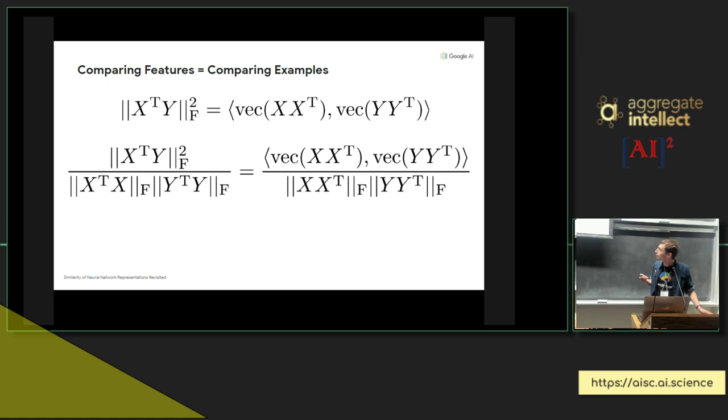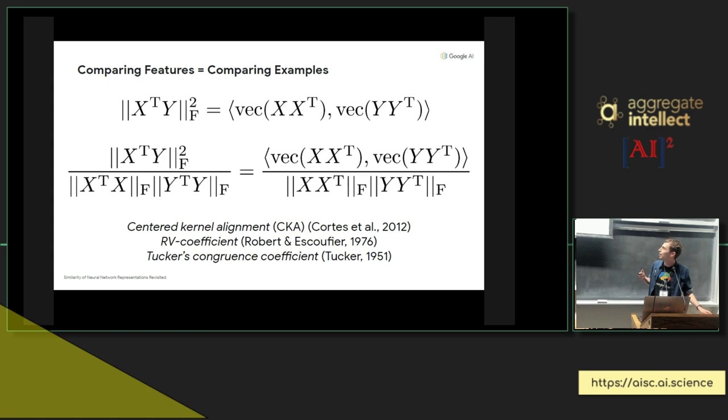And it turns out we aren't the first people to come up with this idea. Actually, it's been rediscovered several times under several different names. In the psychology literature, it's known as Tucker's congruence coefficient. And more recently, in the machine learning literature, a generalization involving kernels has been named centered kernel alignment.